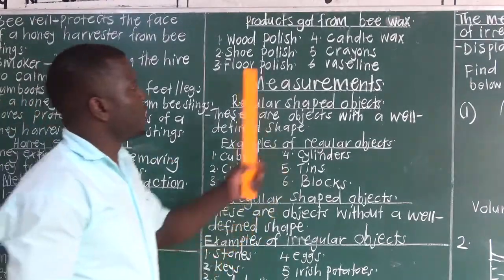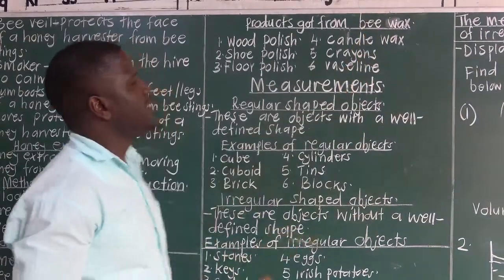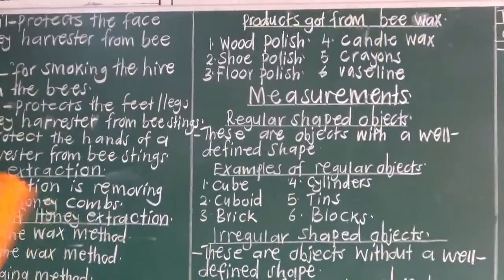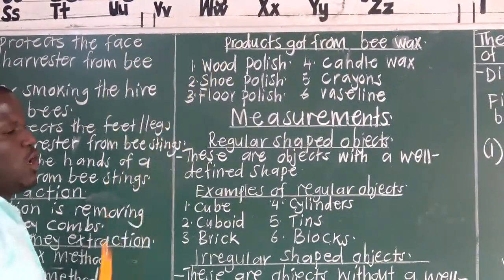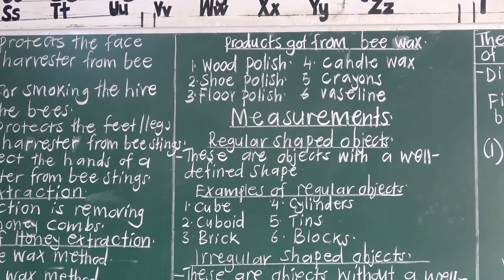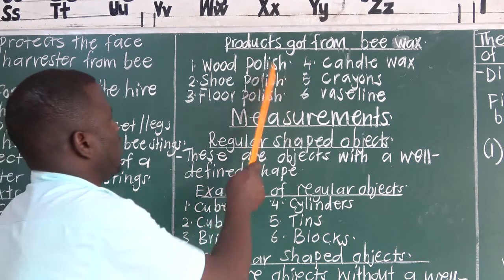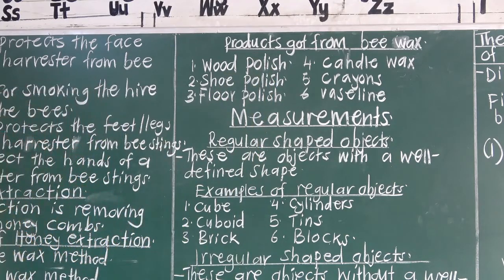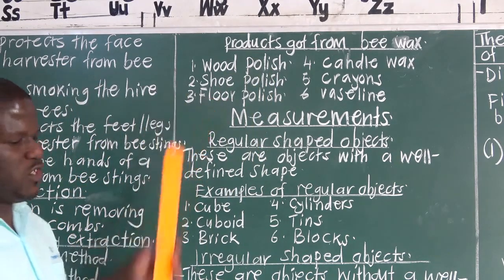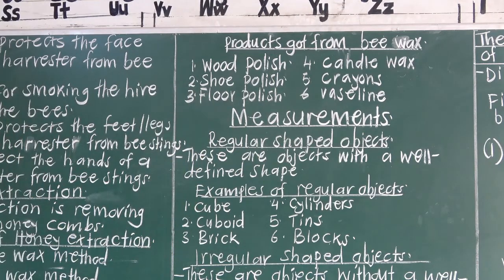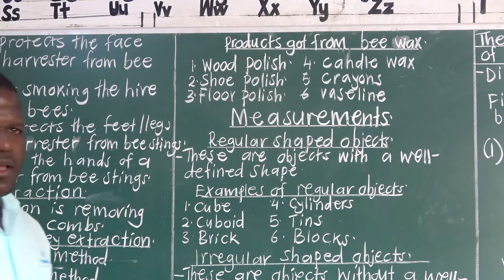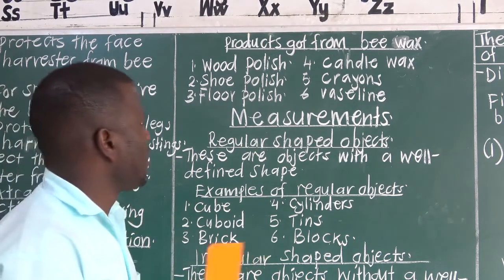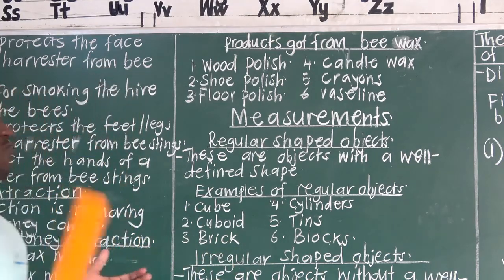We look at products got from beewax. Number one, we have wood polish. Wood polish is used to polish the floor, especially if the floor is wooden. Then we have shoe polish. Shoe polish is used for polishing shoes. We have floor polish. Floor polish can be used to polish cement. A floor which has cement can be polished using floor polish.